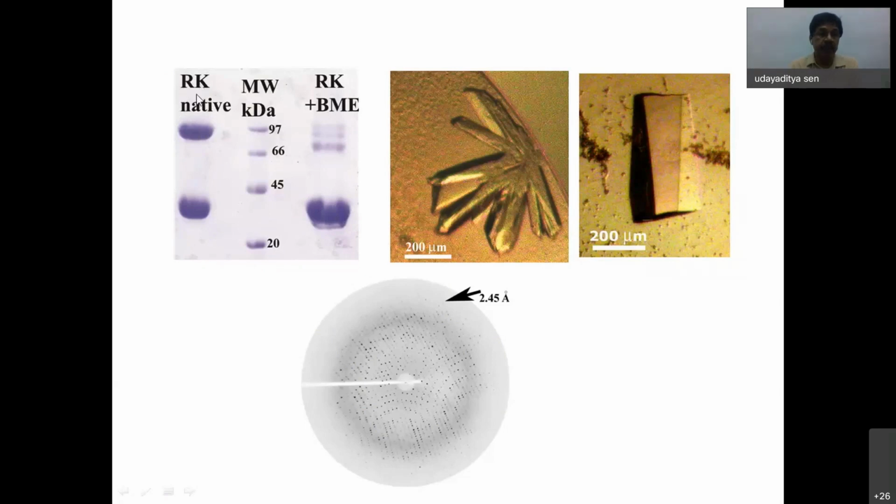This is SDS-PAGE, native means without BME, this is with BME. Without BME means if there is a disulfide bond between ribokinase molecules, then that will show. But if you apply BME, then it will break the dimer to monomer. That's what happened. You see the old drops have a dimer, but the fresh drop is mainly monomer. The old drop is a monomer-dimer mixture. So I thought this is hampering the crystallization. So what I did, I applied more BME or DTT in the drop and also in the reservoir. And later on, I got beautiful crystals that diffracted up to 2.5 angstrom.